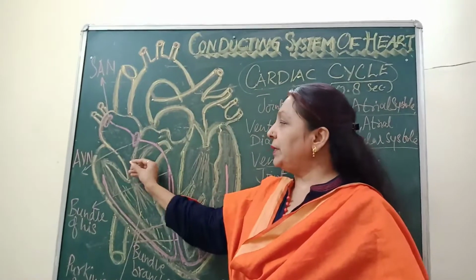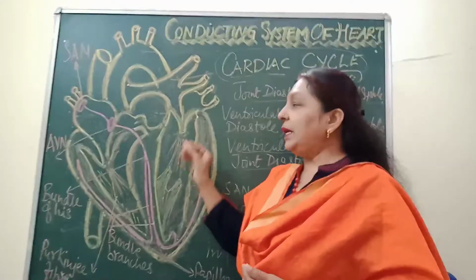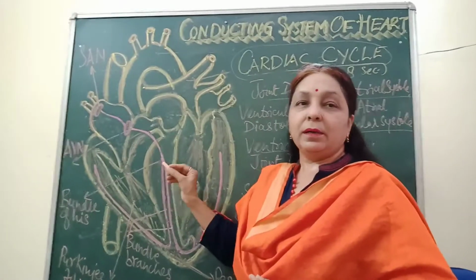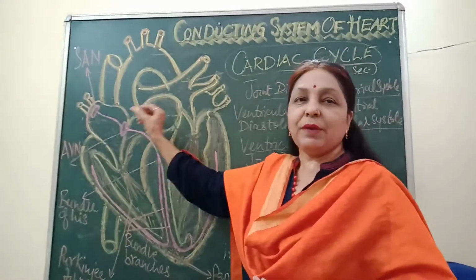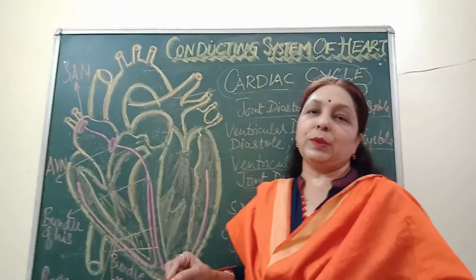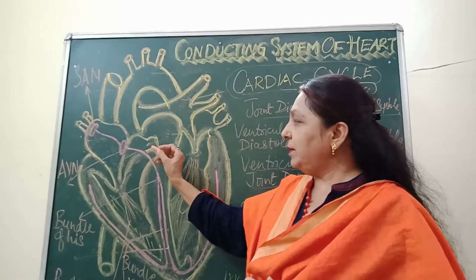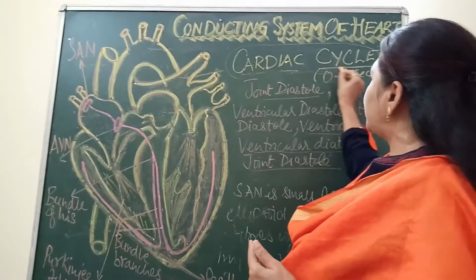So when the auricles are at diastolic, the ventricles will be at systolic. Similarly, when the auricles are at systolic, the ventricles will be at diastolic. It's like that. So I would like to tell you again here about the definition of the cardiac cycle.